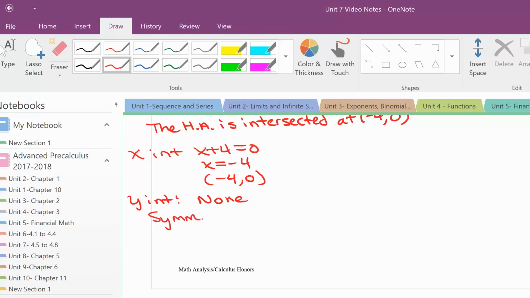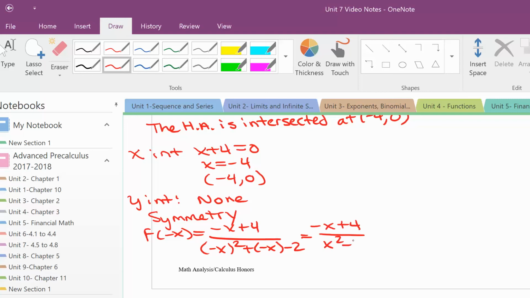Symmetry. Okay, when we put in a negative x, we get negative x plus 4 over negative x squared plus negative x minus 2, which is negative x plus 4 over x squared minus x minus 2, so it's not even. When we factor out a negative, notice we get that it's not odd as well, so therefore there's no symmetry.